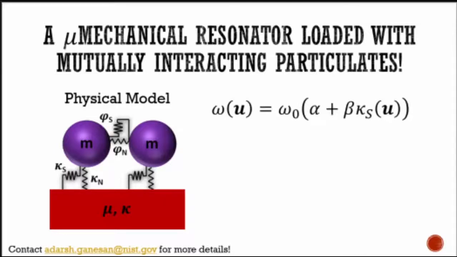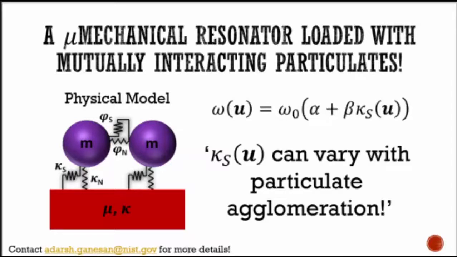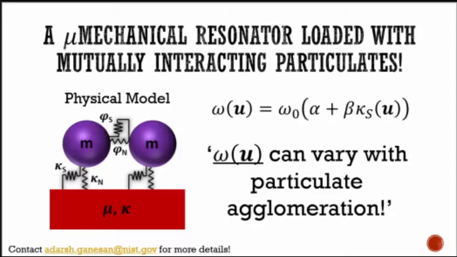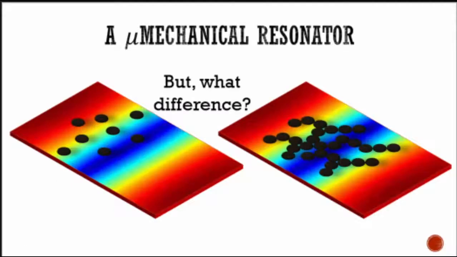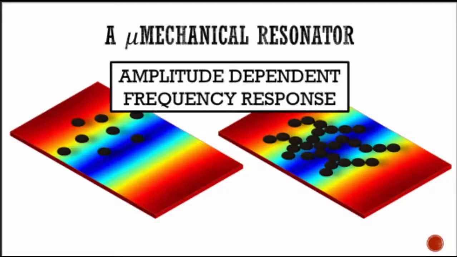Specifically, it is kappa s, or the shear contact stiffness between the particulates and the resonators. This translates into an amplitude dependence of the frequency of the resonator that's vibrating. So essentially, the stronger the vibration amplitude of the resonator, the frequency will tend to vary. And this is an interesting observation because this also allows us to understand the process of agglomeration, because kappa s, the shear contact stiffness, is directly related to the agglomeration process. So essentially, we'll be measuring the amplitude-dependent frequency of these micromechanical resonators to understand the process of this agglomeration.